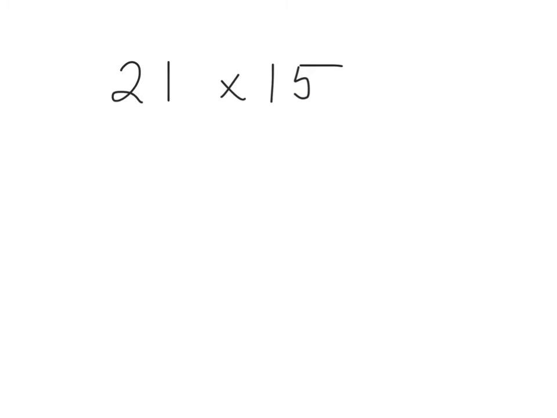Another problem, 21 times 15, a more difficult problem. And I'm going to show you how to do it 2 ways. I'm going to show you how to do 2-digit multiplication with a box and then also just break apart. So let's try 21 times 15.